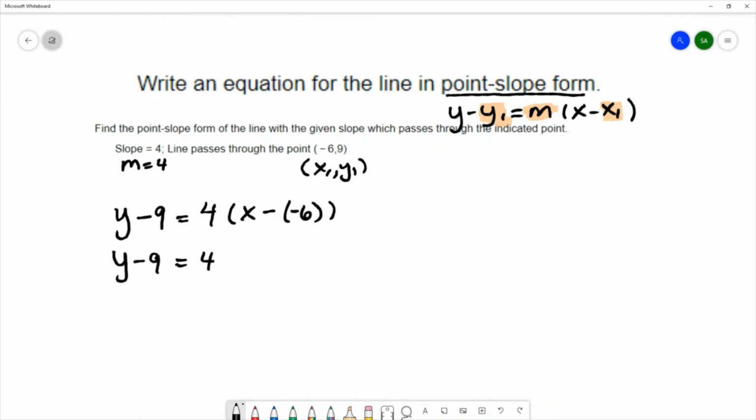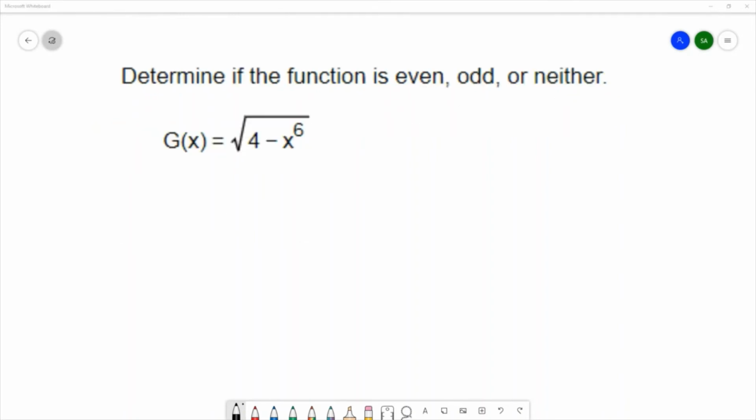I want to simplify this minus a negative to be a plus. And now we've written this equation in point-slope form. This is an equation of a line with slope 4 passing through the point -6, 9. Another example here.